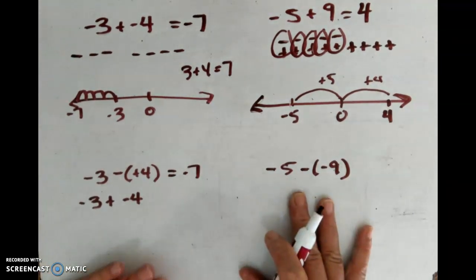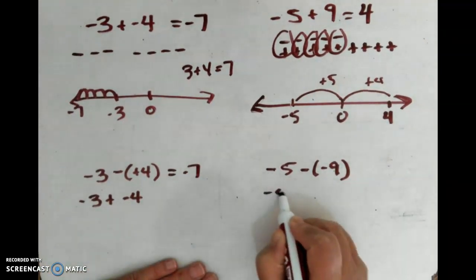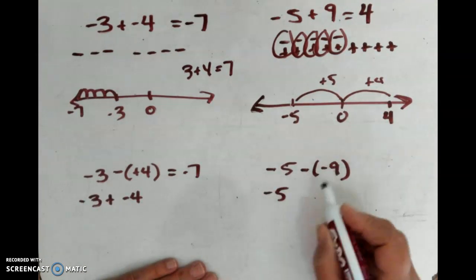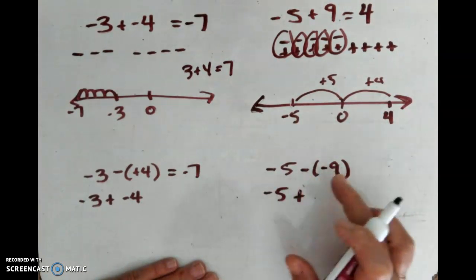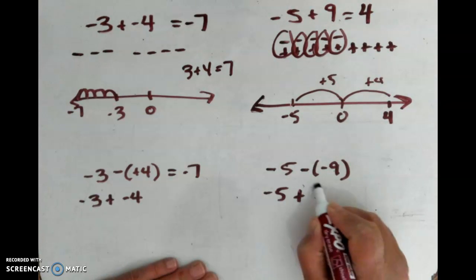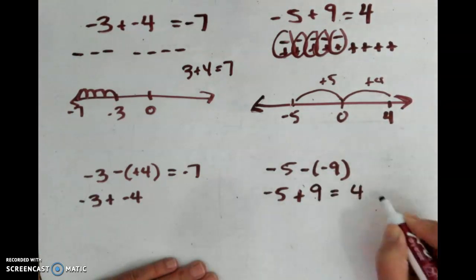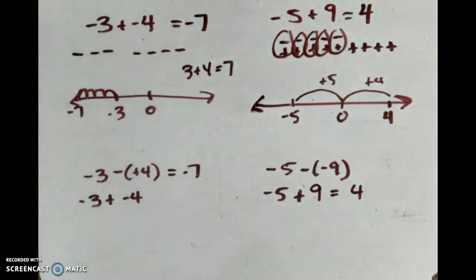And the same with this one. Again, this is going to be -5. I'm going to change my subtraction to an adding, but then I've got to take the opposite of -9, which would be +9, which is going to get me to 4 as well. Okay? Just a little review.